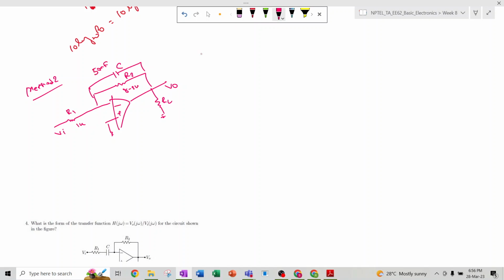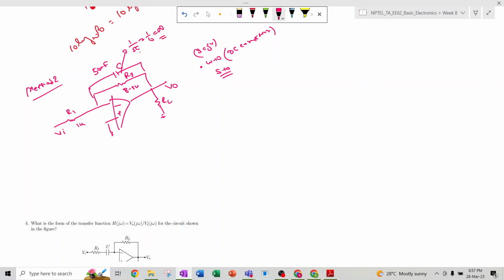Suppose, by looking at the question, at omega equal to 0, what happens? That means it is in DC condition, right? Omega equal to 0 means S is also equal to 0, because S is equal to j omega. So at omega equal to 0, this C in the Laplace domain can be written as 1 by SC. If we put S equal to 0, it will be 1 by 0, that means infinity.